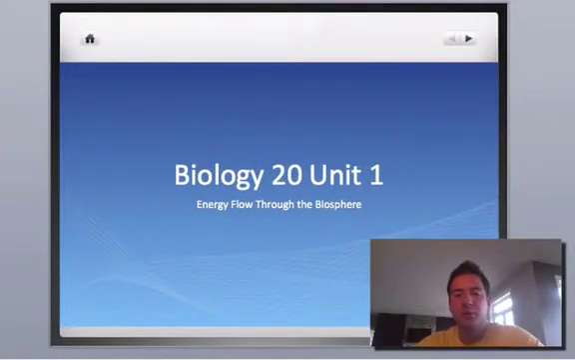This is for Biology 20 students studying Unit 1, Energy Flow Through the Biosphere. Today we're going to be talking about how energy enters the biosphere. But first we need to talk about what this biosphere thing is.